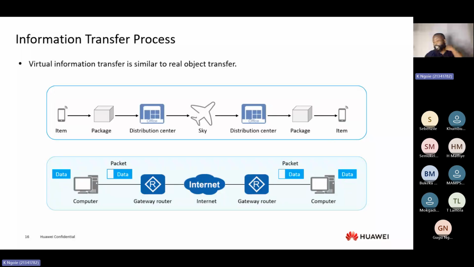So that's the same way information is transferred in computers, because we have computers that have the data and then it is taken to a gateway router. From the gateway router, the internet is considered to be that flight that will take it to a different location. So the internet takes it, and then there's a gateway that will receive it, unpack the data, and send it to the receiver of those data.